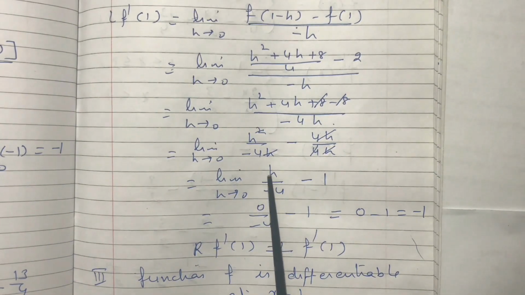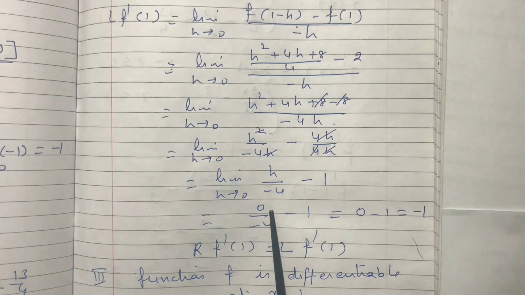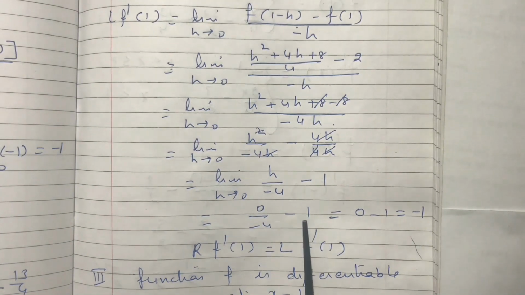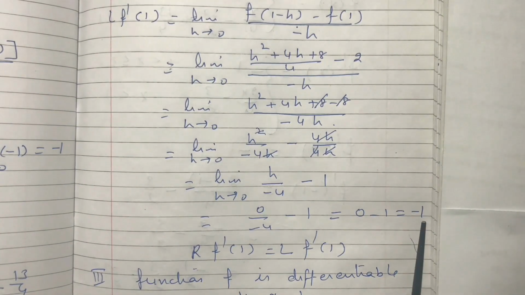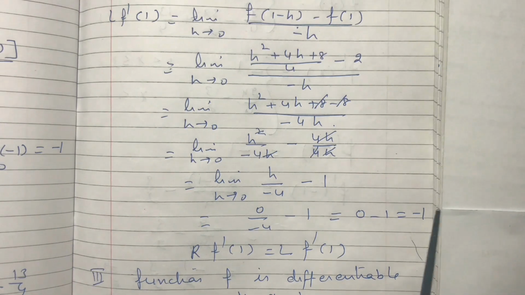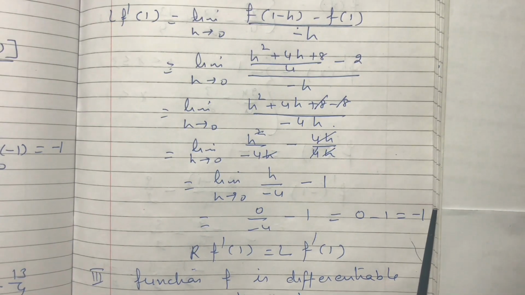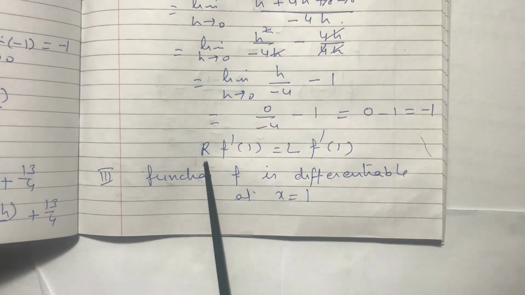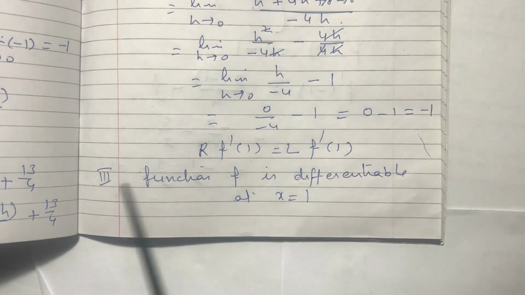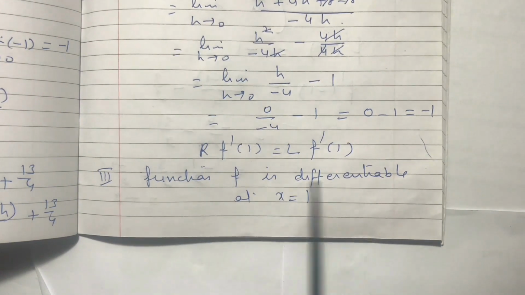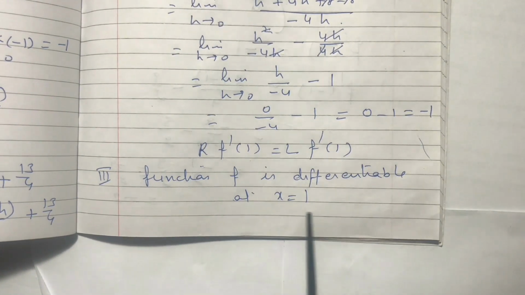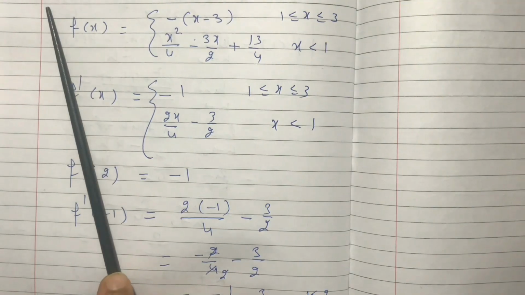Now write 0 instead of this h. You will have 0 upon minus 4 minus 1. It will come out to be minus 1. So what you have seen, left hand limit is minus 1, right hand limit is again minus 1. So right hand limit is equal to left hand limit. So our third point, function f is differentiable at x is equal to 1. That is proved.